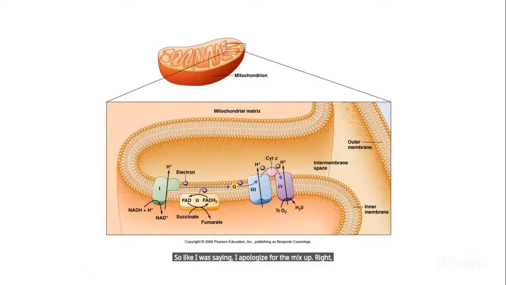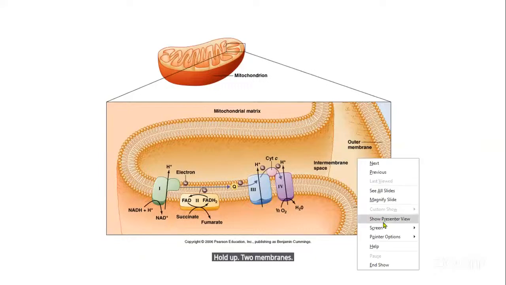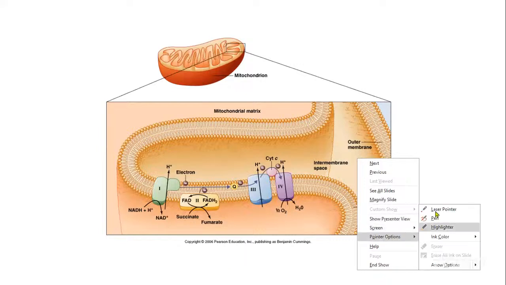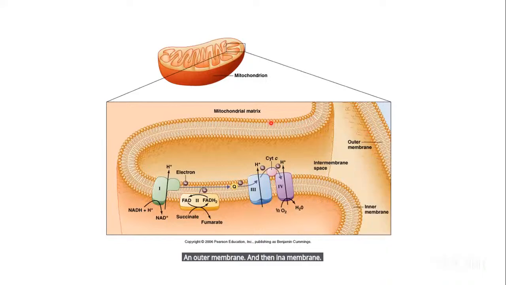I said the mitochondrion, singular for mitochondria, would have two membranes, an outer membrane and an inner membrane. The inner membrane is thrown into folds called cristae.